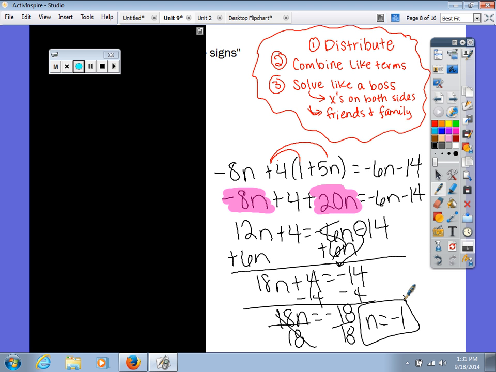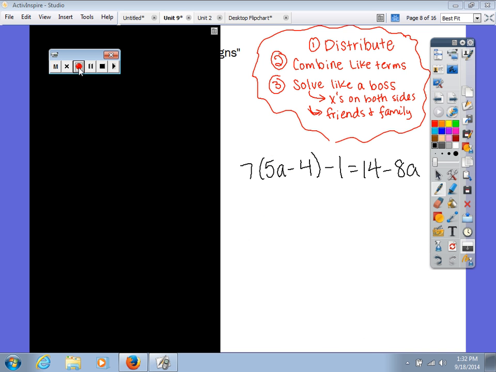Okay, we're going to do one more example, and then that'll be all for the video. So let's go ahead and look at our steps. The first step says, is there anything to distribute? And yes, we can clearly see here that we need to distribute our 7. So let's go ahead and do that.